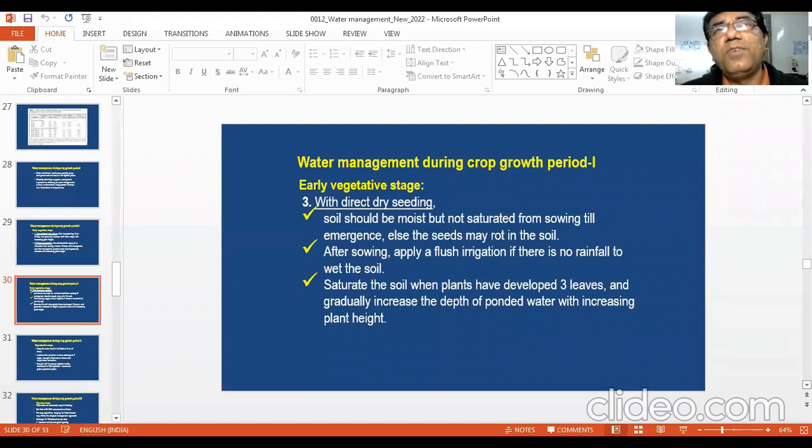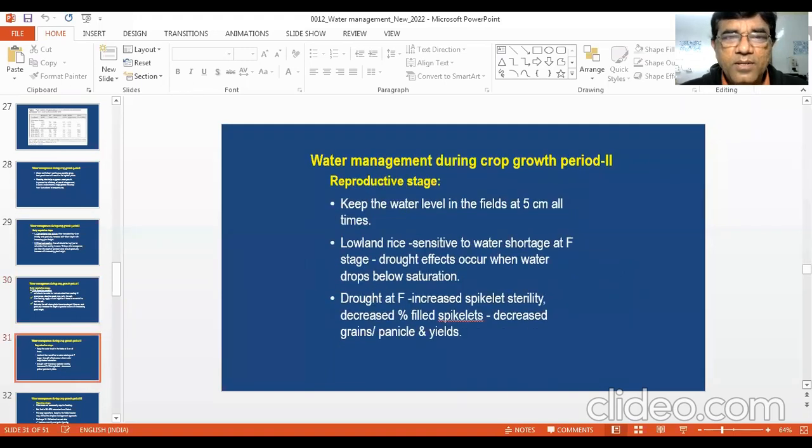Means there are two cases. One is that if your soil is really dry, you can do pre-sowing irrigation and then do the sowing. Otherwise, if you are doing sowing in dry, immediately after sowing, flush the soil with light irrigation. So that will help in the germination in direct seeded rice. Saturate the soil when plants have developed 3 leaves and gradually increase the depth of ponded water with increasing plant height. So this is how you manage water under early vegetative stage in 3 different methods of sowing or establishment.